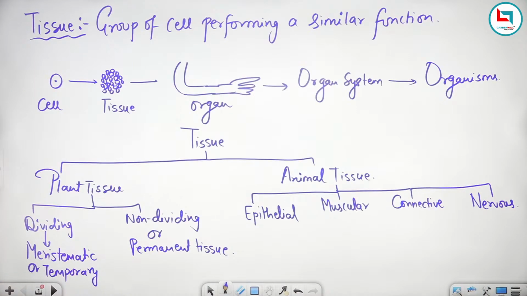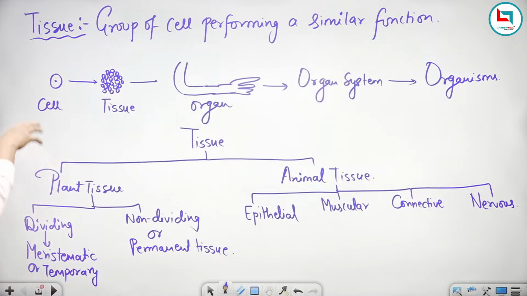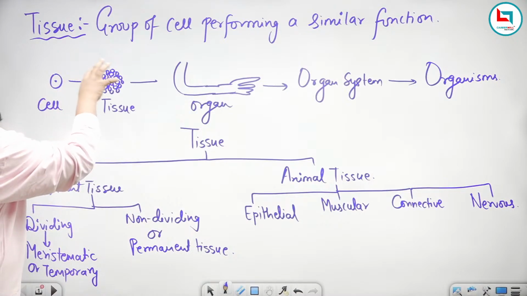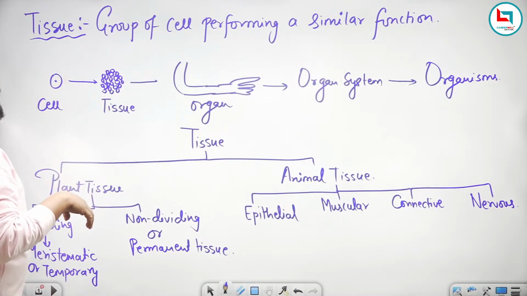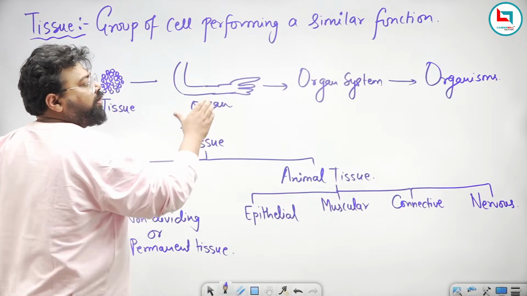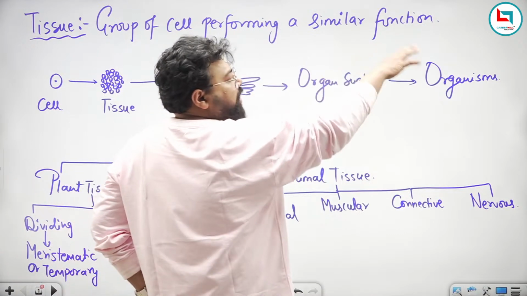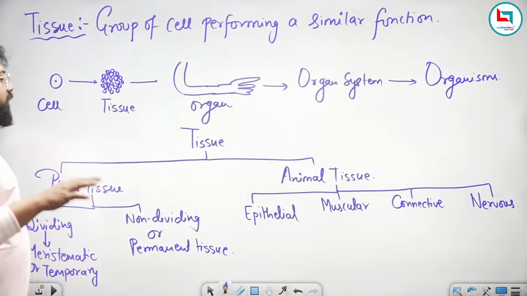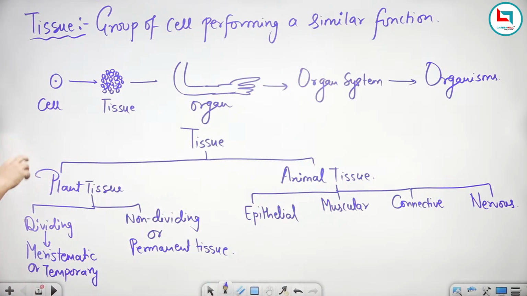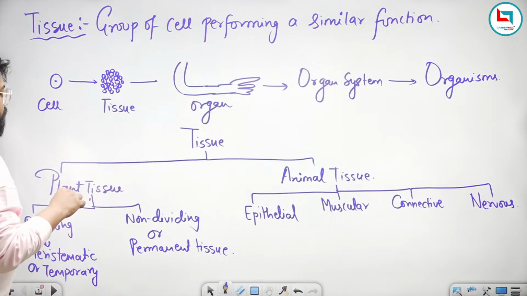So what we have discussed today is that tissues are a group of cells performing a similar function. First of all, there is a cell. These cells combine to form a tissue, and these tissues organize themselves into an organ. These organs form a system known as an organ system, and finally an organism is made. Tissues are divided into two different classes. One is plant tissue, another is animal tissue.